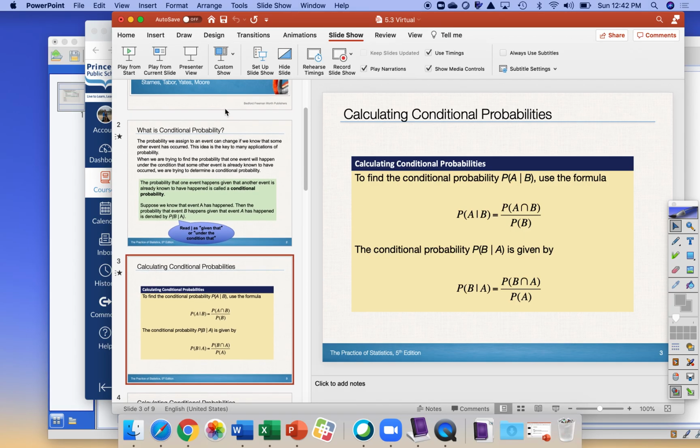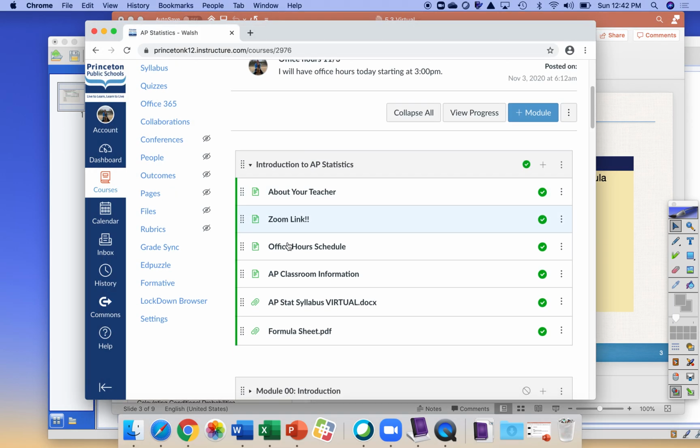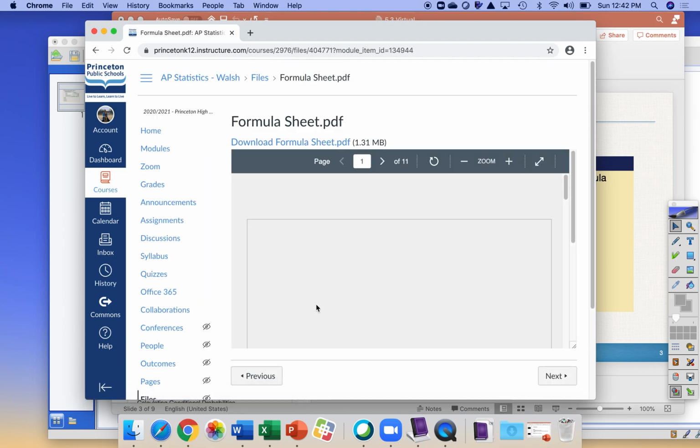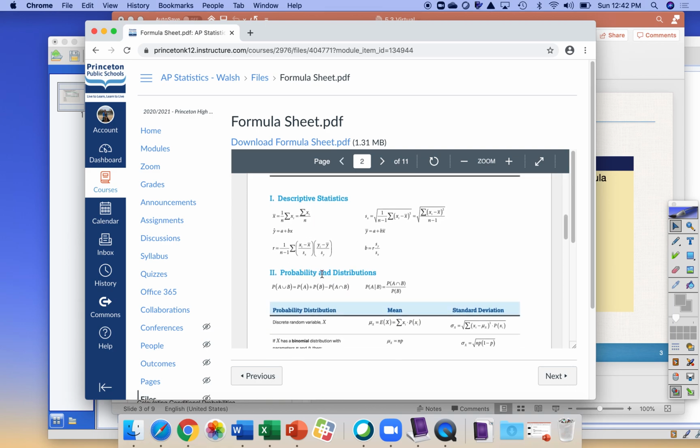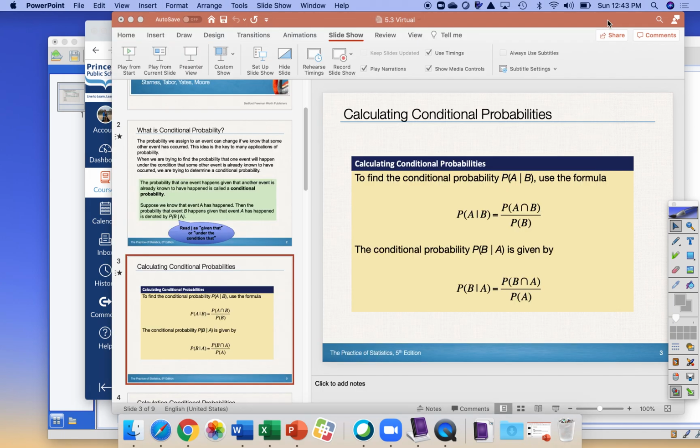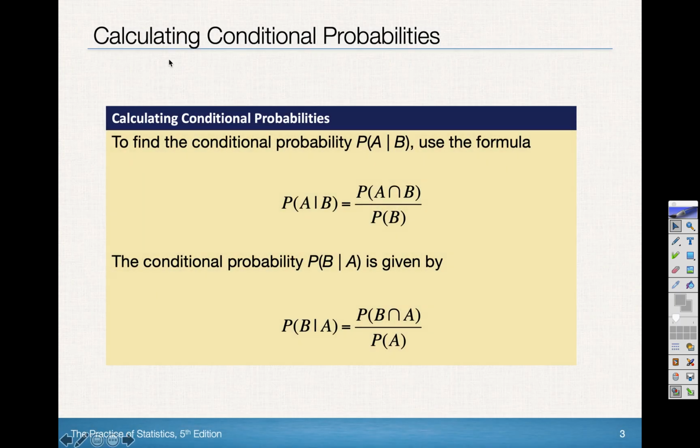Where can you find your formula sheet? Well, if you go to our AP Stat page, you'll see a formula sheet right here. And you'll see this is the formula sheet that you can use on the AP exam. On the first page, you have the probability and distributions formulas. This formula right here we saw in section 5.2, which is the probability of A or B. This is assuming that there is intersection, which is why you subtract the intersection. Over here, we have the probability of A given B, and this is the formula that we're looking at right this second. So you can find those formulas on your formula sheet.